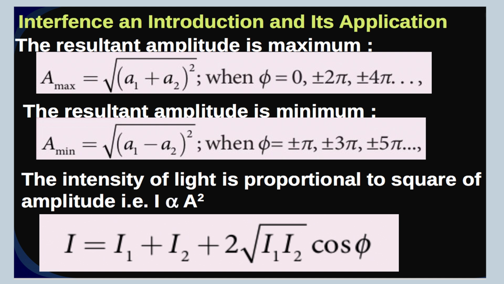So, if this phi is equivalent to 0, plus minus 2 pi, plus minus 4 pi, then by using simple mathematics, the resultant amplitude will be a maximum, equivalent to a1 plus a2. In the case of minima, when phi is equivalent to plus minus pi, plus minus 3 pi, an odd multiple of pi, then the minimum is equivalent to a1 minus a2. And since intensity is proportional to a square, the intensity I is equivalent to I1 plus I2 plus 2 root of I1 I2 cos phi.